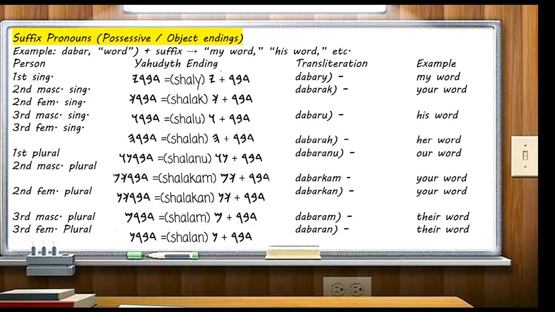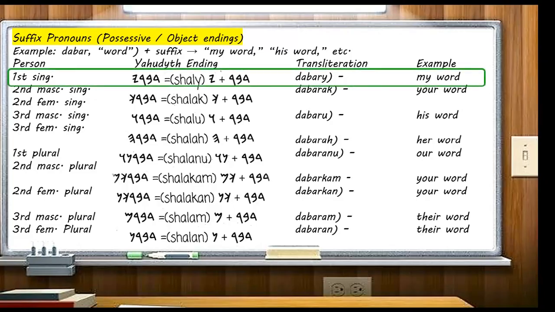So how do we place the possessive pronouns or pronoun with, for example, word? So we already have an idea of the use of shali. So we see here first person singular.